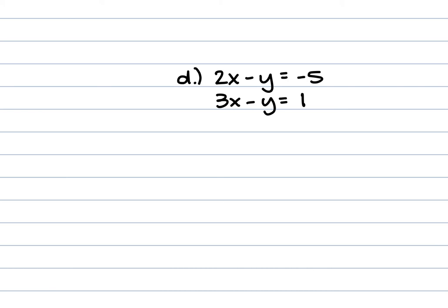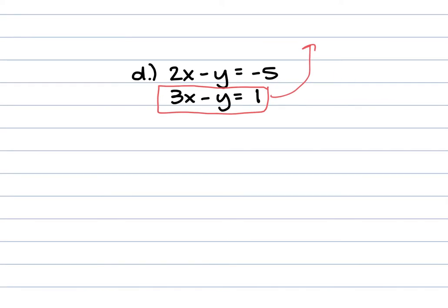Subtract 3x from both sides on the lower equation. So you're picking the bottom one? I love it. Okay, let's pick the bottom one. We've got 3x minus y equals 1. And you said subtract 3x from both sides? Love it. Subtract 3x, subtract 3x. What do you get? You would get negative y equals negative 3x plus 1.